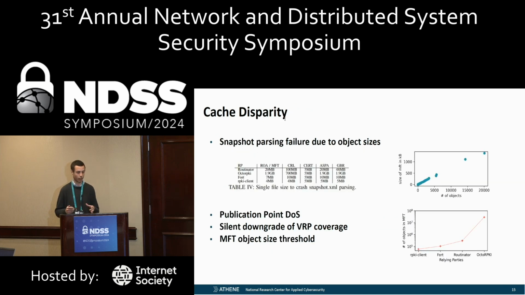I will first also talk about cache disparities that we found, which are not really that exploitable yet, but might be a problem in the future, where different implementations will not process a certain repository if objects are too big. First of all, an attacker might be able, if he can access the repository, to place big objects there and thereby downgrade, or DoS, other entities publishing in this repository. And in the future, when RPKI grows, objects might naturally become that size, and then you could also get problems.